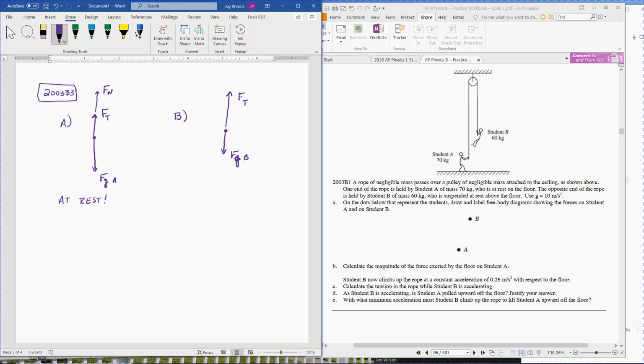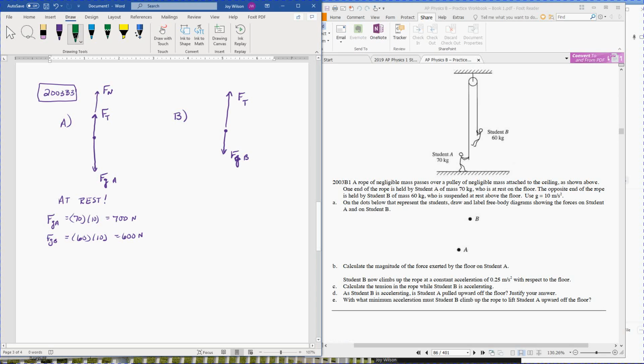Okay? So let's just make it easy for ourselves. I know that force gravity for A is 70 times 10, so this is 700 newtons. And force gravity for kid B is 60 times 10, so that's 600 newtons. So that's going to help me get started. And so what have we got really? It says, Part B, calculate the magnitude of the force exerted by the floor on student A.